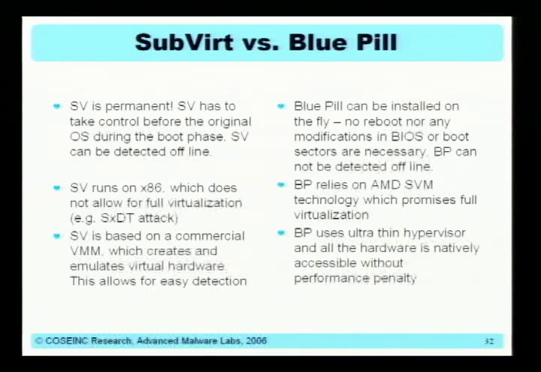So a RedPill-like attack shouldn't be possible to detect BluePill. SubVirt is based on a commercial VMM which creates virtual hardware. So once you run VMware, you have this VMware network card, VMware graphics card, and etc., which of course allows for very easy detection. BluePill uses a very thin hypervisor, which doesn't intercept any I/O communication, which means that the BluePill operating system actually uses the same hardware as the original one. There's no difference in hardware. I'm going to show it in the demo.